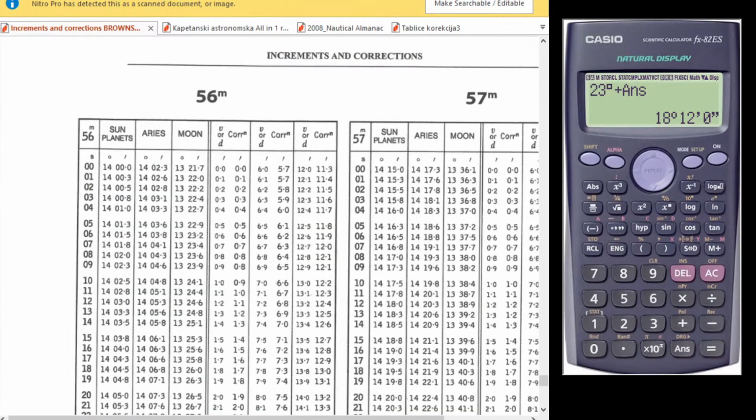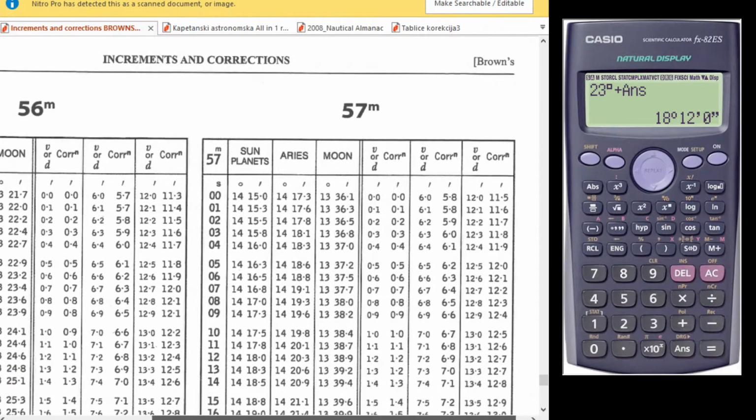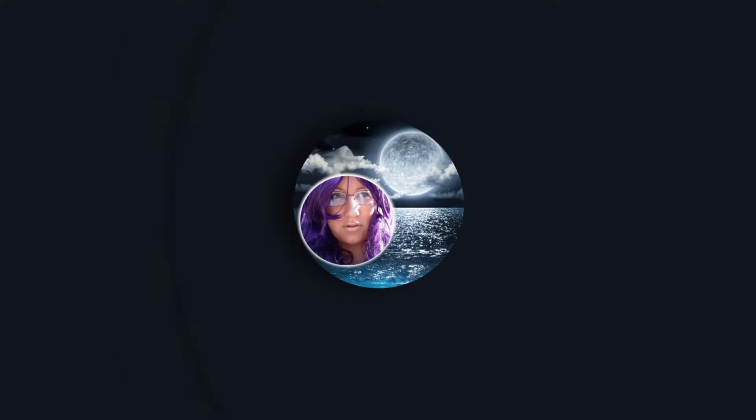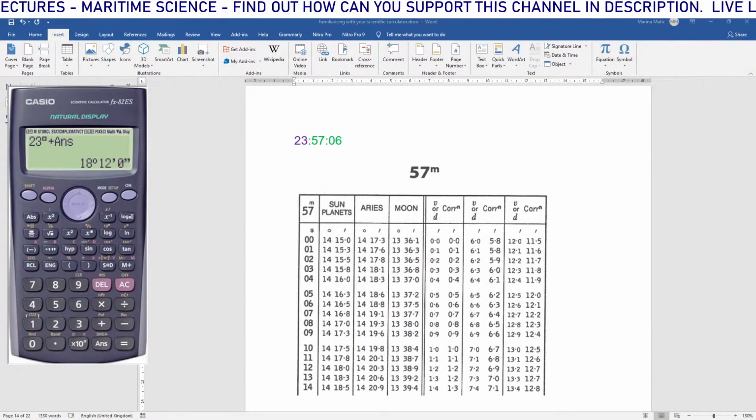Let me zoom this in. 06. Let's take a screenshot of this. Increments and corrections. Okay. And let's put that in Word. And let's go back. Let me take you back to the Word file.